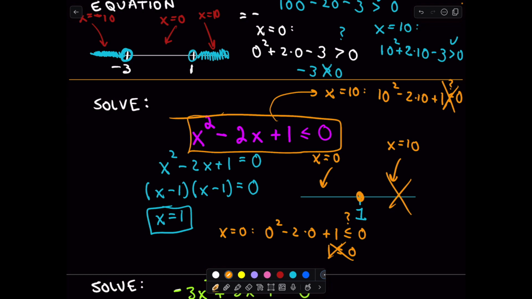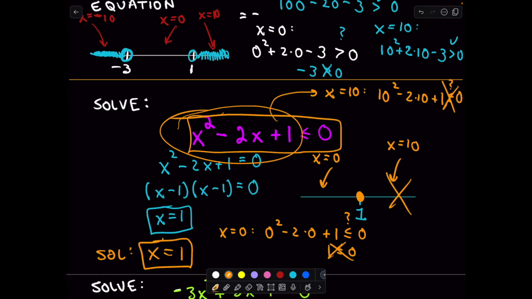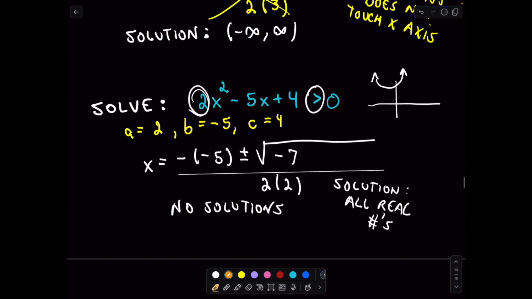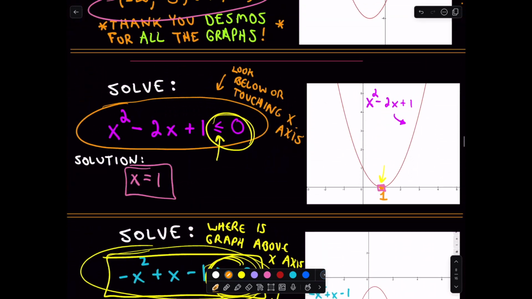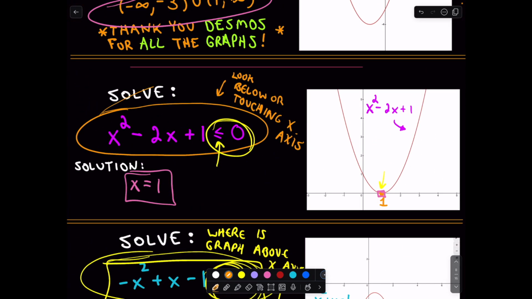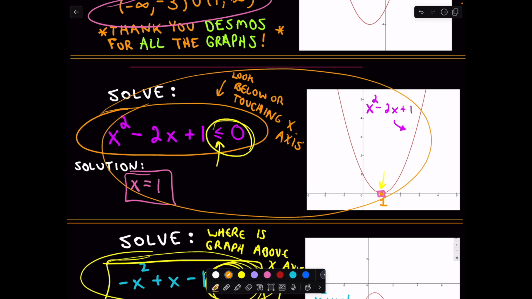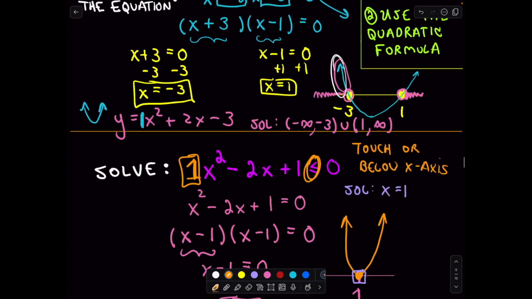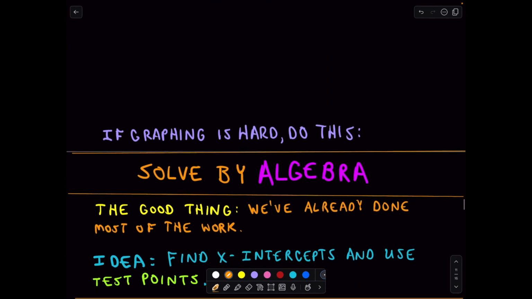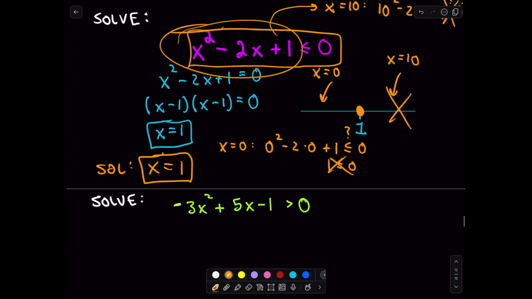We know at 1 we do get 0, though, because that was what we did right here. So the only place where our inequality is going to be less than or equal to 0 is at that value of x equals 1. And again, that agrees with our graph. But we didn't do anything with a graph to solve that. We didn't think about a graph at all. We just figured out where it equaled 0 and did test points.